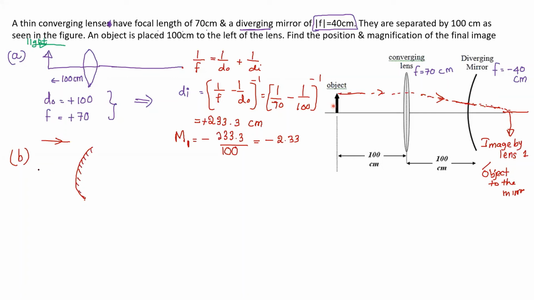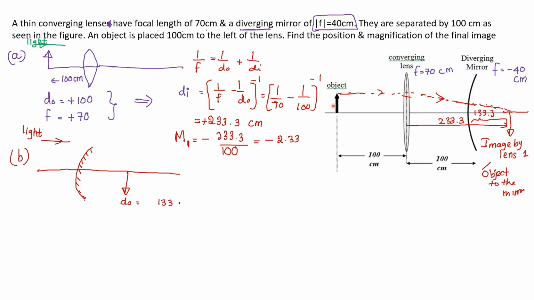So this is my mirror, and the object is somewhere here. This is the direction of light. Light is coming from this side, right? Still it's this way. So this is D naught. What can you tell about D naught? What is that value? So this is 100. This whole thing is 233.3. Therefore, this distance should be 133.3, right? So D naught is 133.